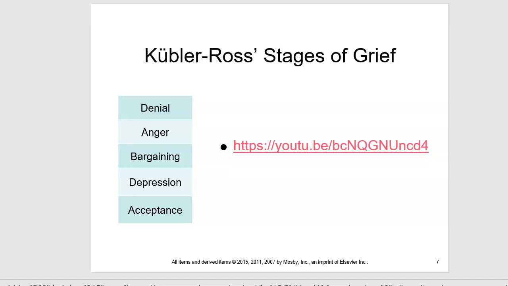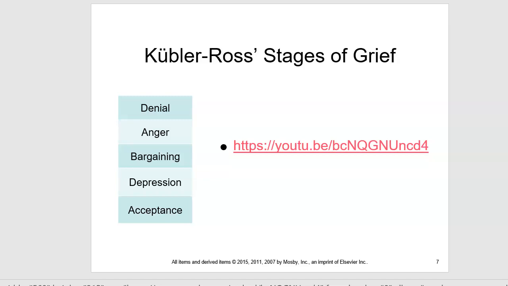So let's talk about denial. This would be they're just acting as though nothing has changed. They can't believe it or understand that a loss has occurred. So sometimes you can picture somebody when they hear a piece of bad news, their first reaction is, "Oh, I can't believe it. I just saw them 2 days ago." That would be an example of somebody in the denial stage.